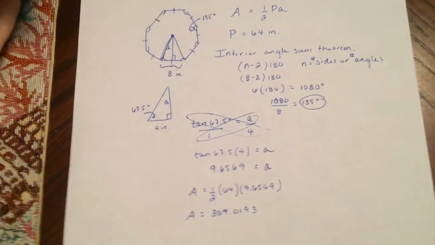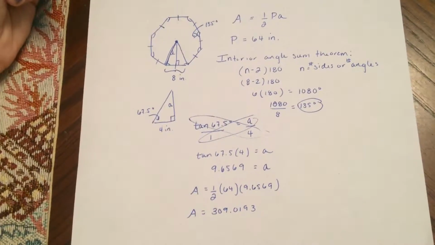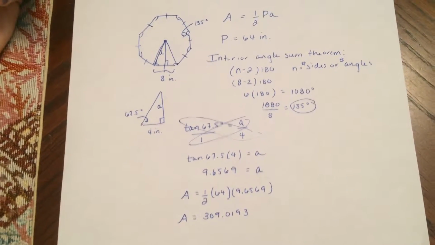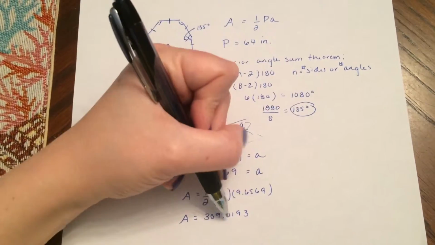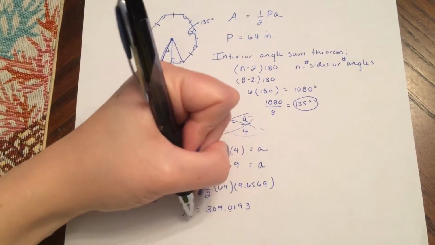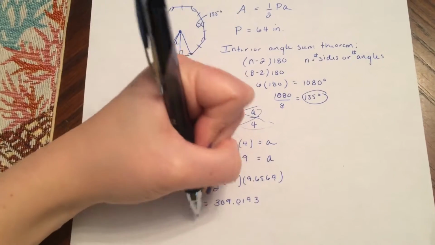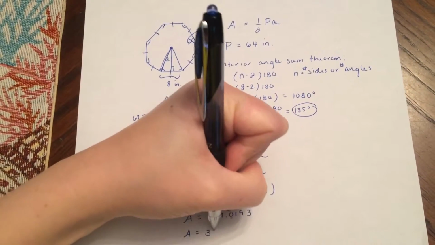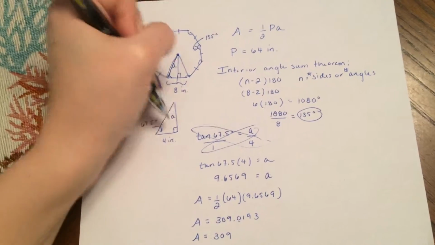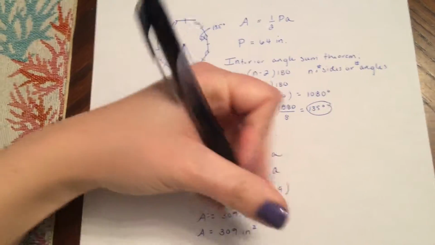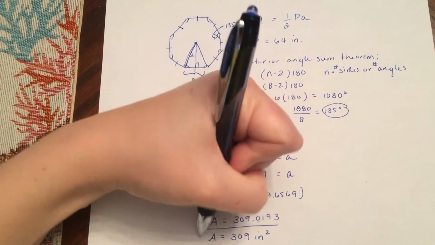309.0193. Now, usually in a problem, they'll tell you round to the nearest tenth of a unit. So what I will do is, since round to the nearest tenth would be 309.0, we're just going to round to 309. And since we're dealing with area here, our final answer and our units will be inches squared.